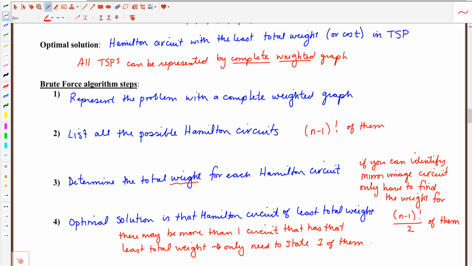So you don't have to state all of them that have that least total weight. So if you're working on a multiple choice question, there might be more than one that fits. You might have found more than one that fits, but in terms of a multiple choice question, only one of them would be listed on the list. So you could grab the circuit or its mirror image.